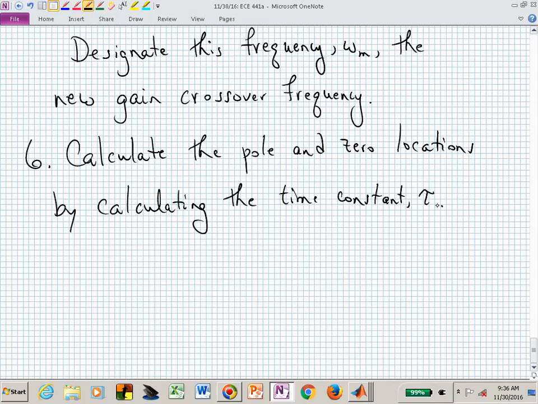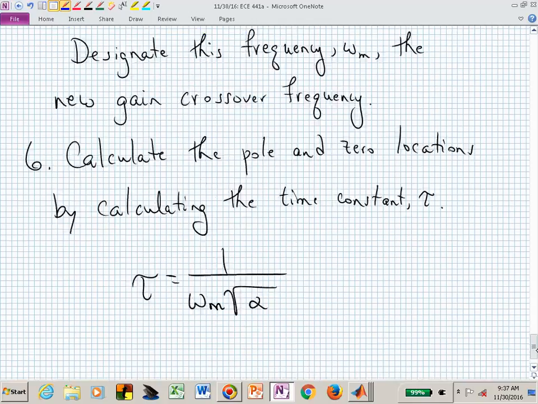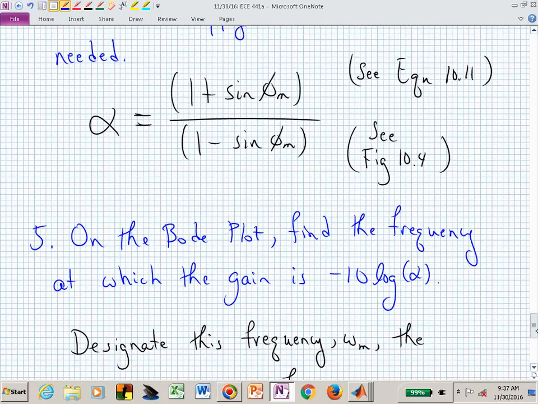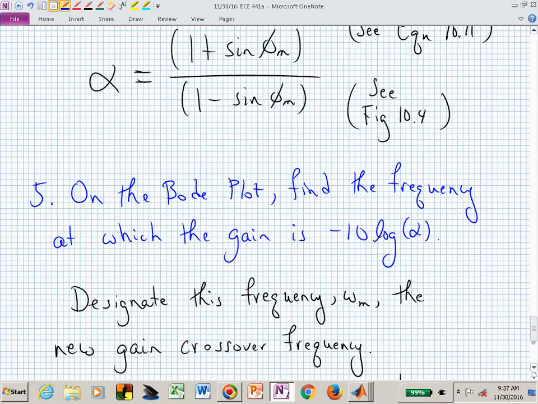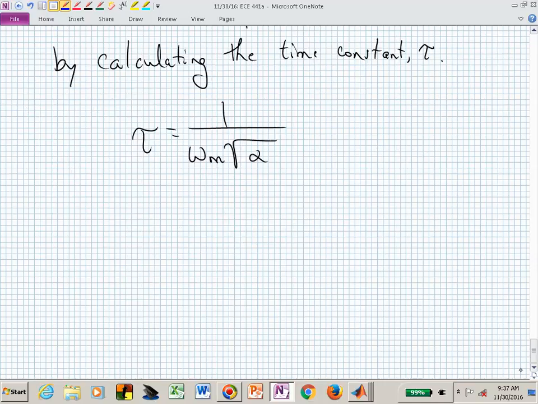which in our controller we were labeling as tau, where tau now is defined to be 1 over omega sub m times the square root of alpha. We calculated alpha from our pole zero separation. That was in step 4 to give us the phase margin or the angle that we wanted to add. We found omega sub m graphically. Now we have those two values. We can calculate tau, and this now gives us our controller, which we defined in terms of alpha and tau.